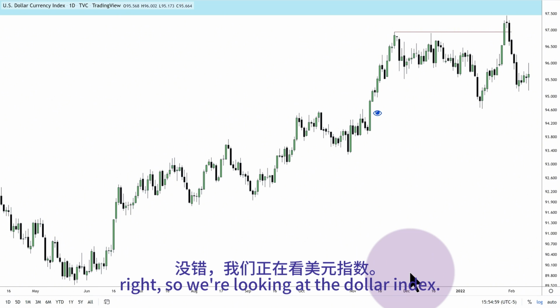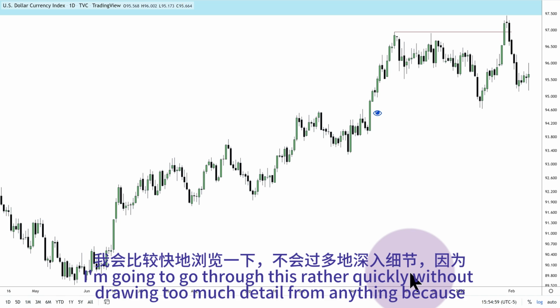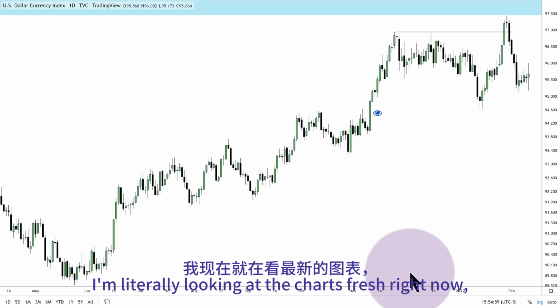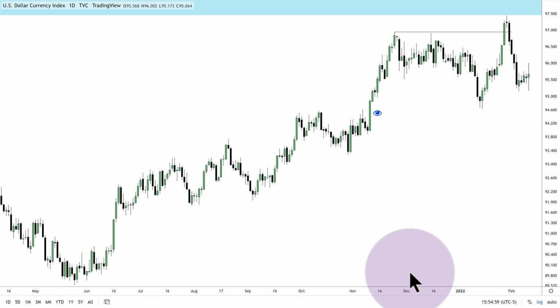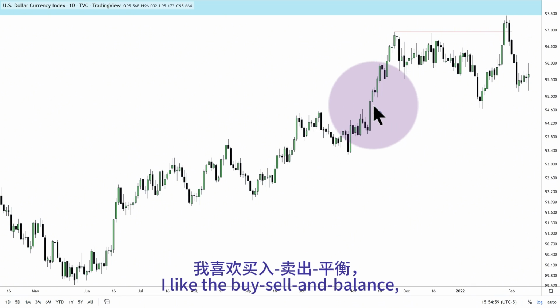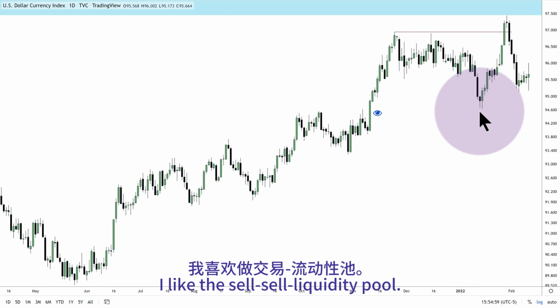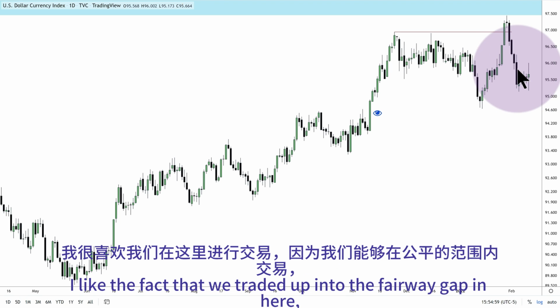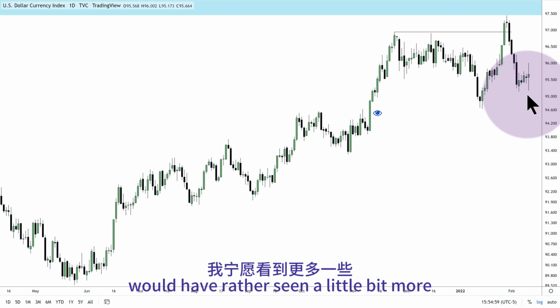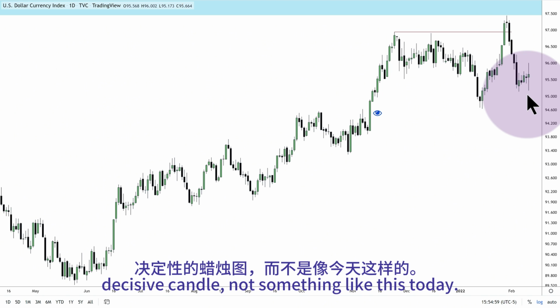So, all right, we're looking at the dollar index. I'm going to go through this rather quickly without drawing too much detail from anything, because I'm literally looking at the charts fresh right now, and I don't have a chance to really sit down and spend more time with it, except for the fact that I'm still looking for lower prices. I like the buy side imbalance, sell side inefficiency here. I like the sell side liquidity pool. I like the fact that we traded up into the fair value gap in here, and I would have rather seen a little bit more decisive candle, not something like this today.